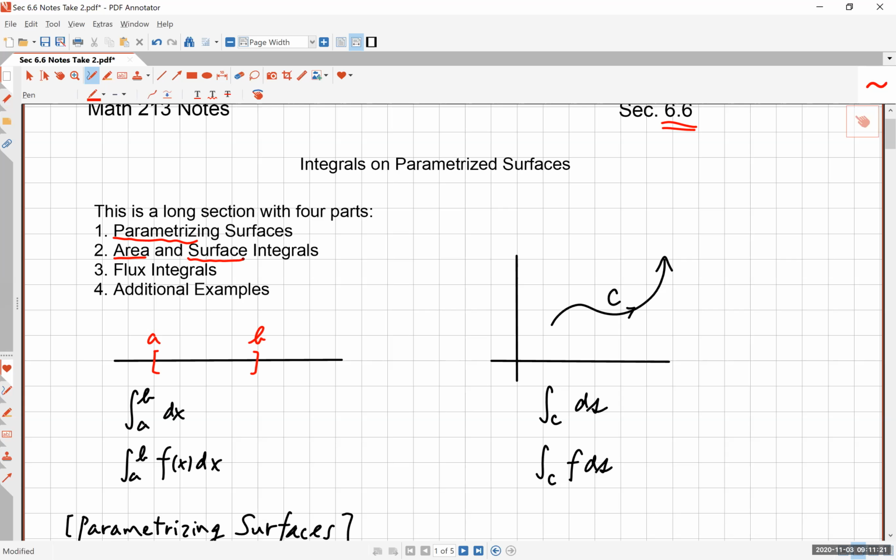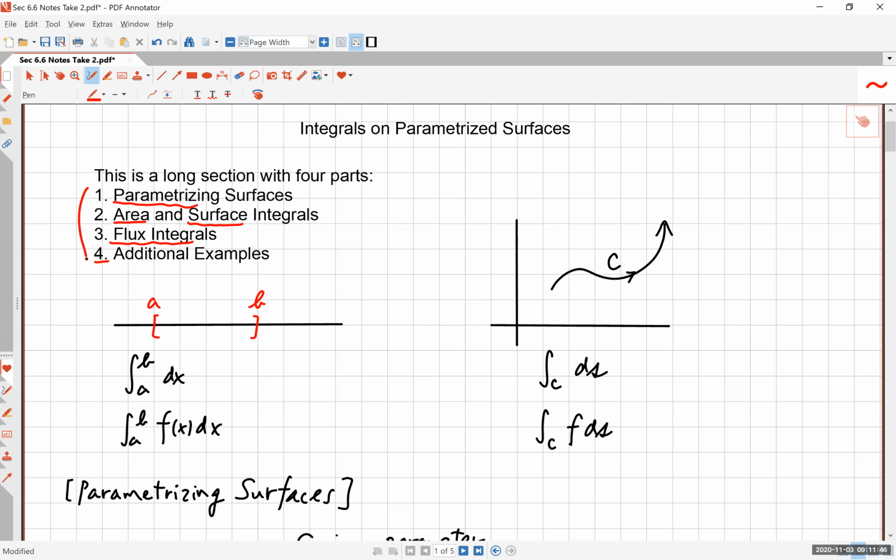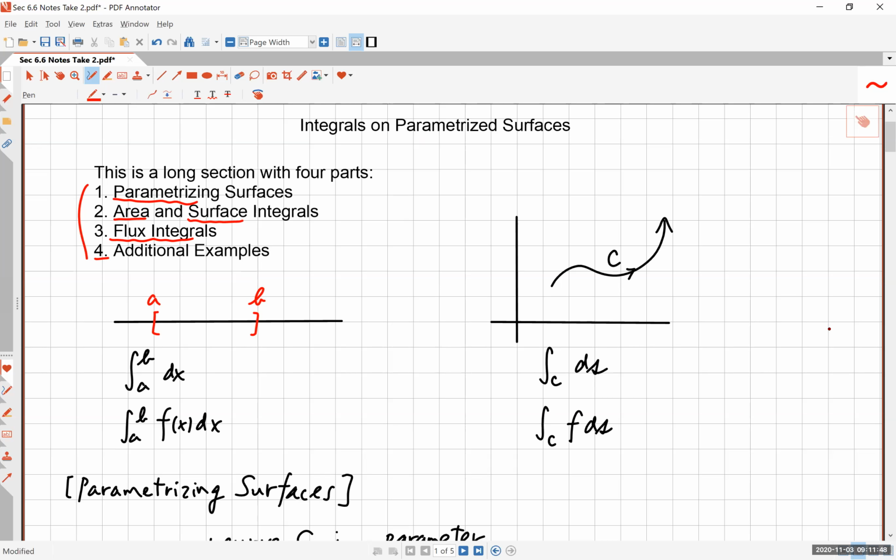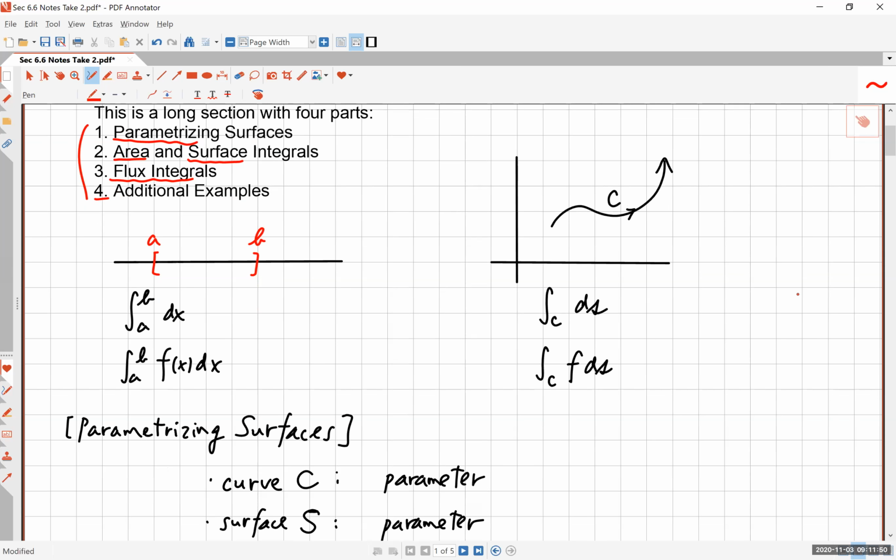It turns out one of the important applications of surface integrals is the flux integral. We have seen flux before, but in the past, flux was referring to fluid or energy going across a curve. Now we talk about the fluid or energy going across a surface. And then finally we'll have additional examples. So this will be a long section. Brace for impact, get ready. All right, let's get started.